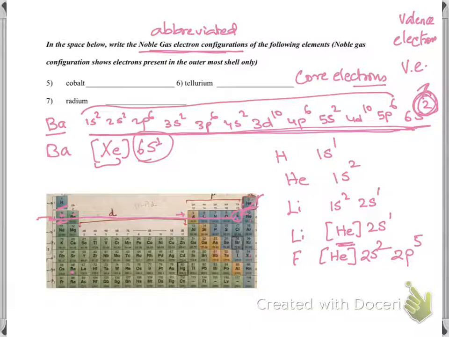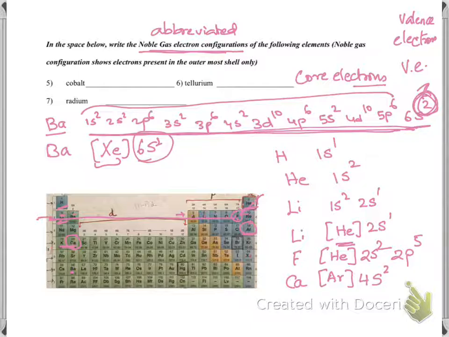So let's look at, for example, calcium. What's the noble gas present before calcium? Argon. So we will start with argon. Now we are here and we have to come here. So after argon we have these two. So fourth row, S block, and the second one, 4s2.